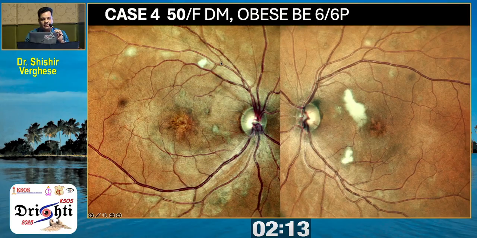So let's go to another case, a 50-year-old female diabetic, obese lady, 6/6 vision in both eyes, referred for moderate NPDR in both eyes.